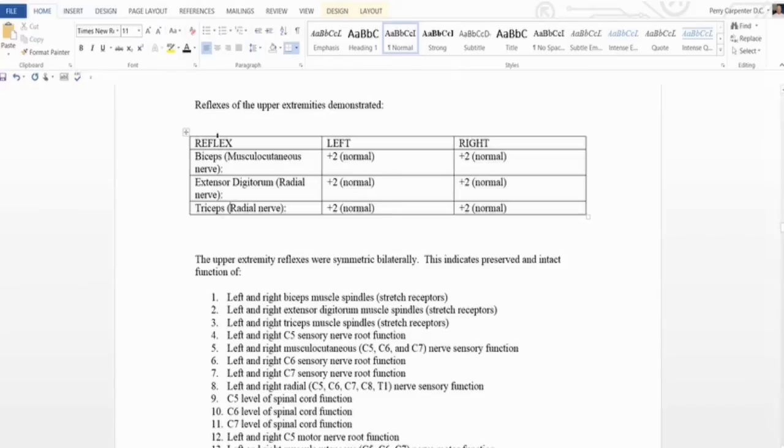And I also want to draw your attention to the fact that when you cite each of the reflex findings for both the left upper extremity and the right upper extremity, isn't this a compelling finding in your opinion?